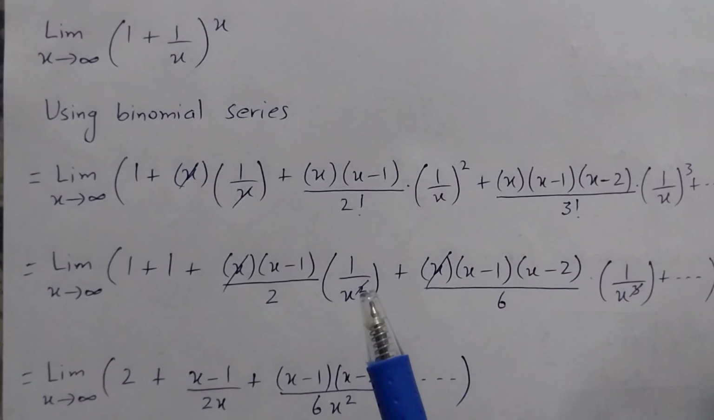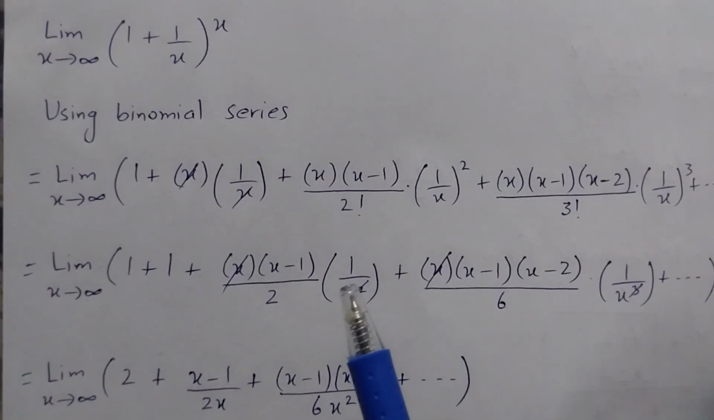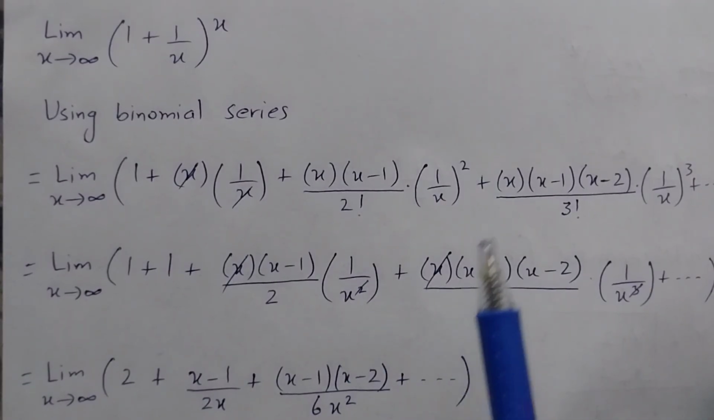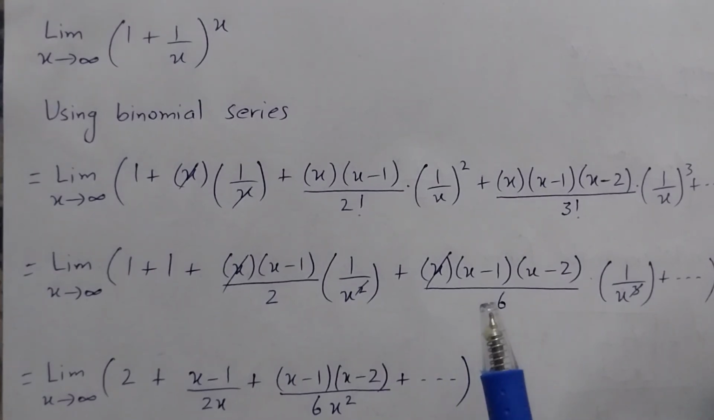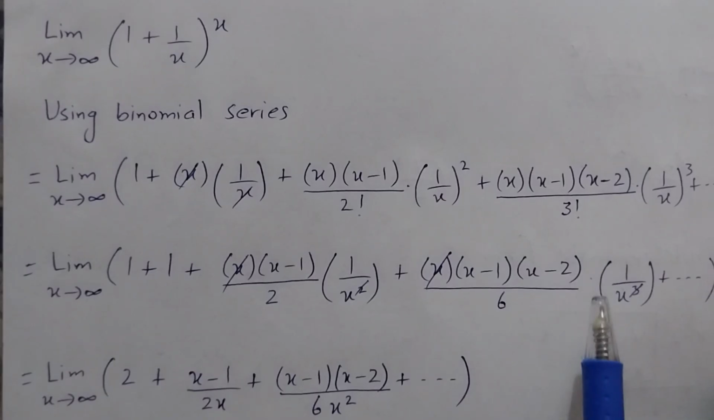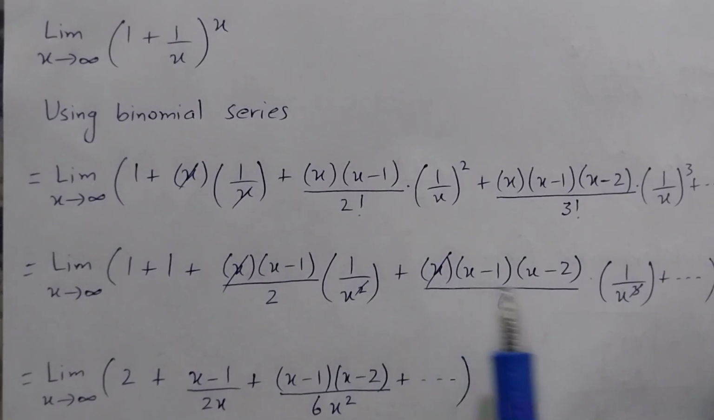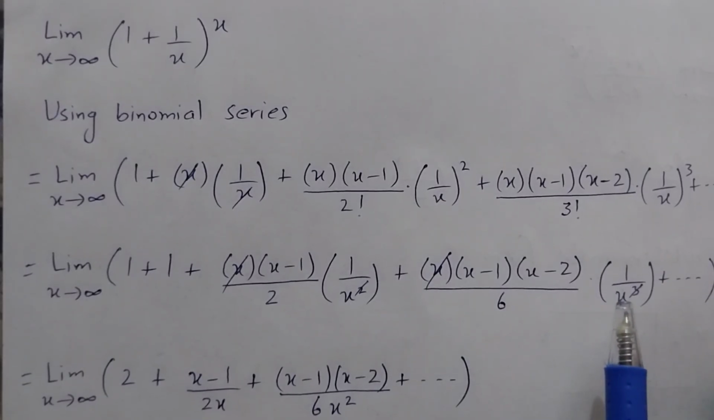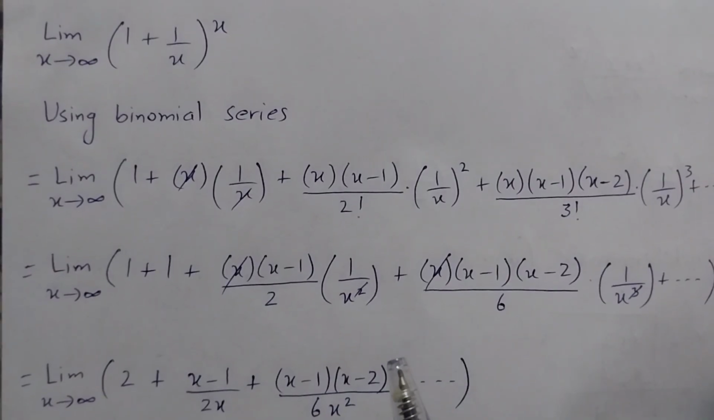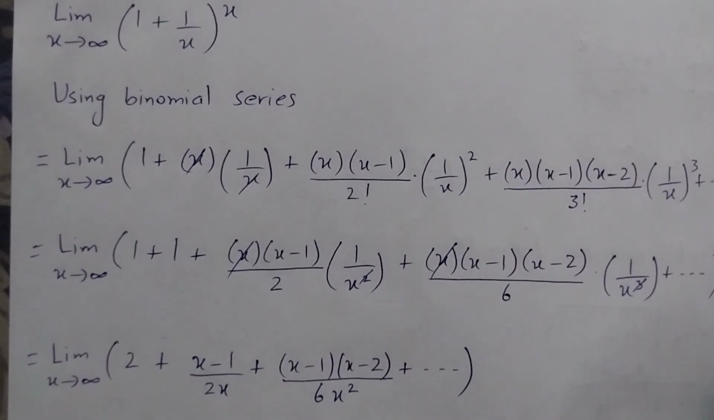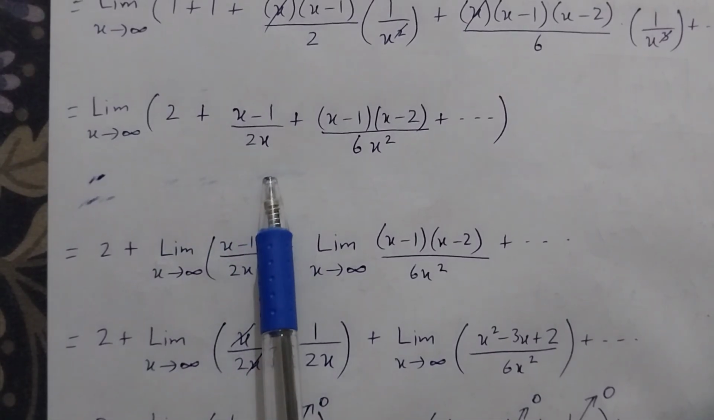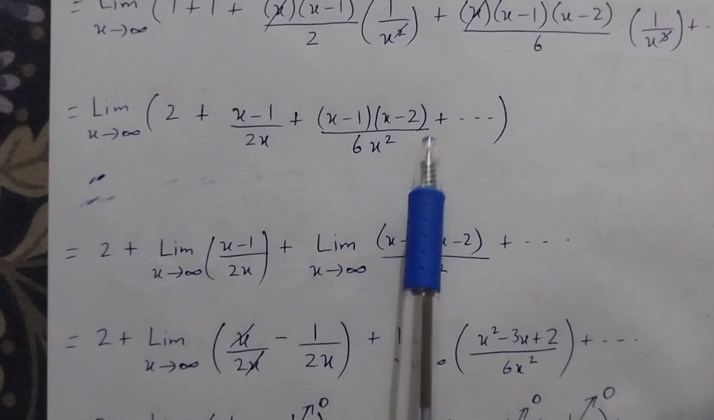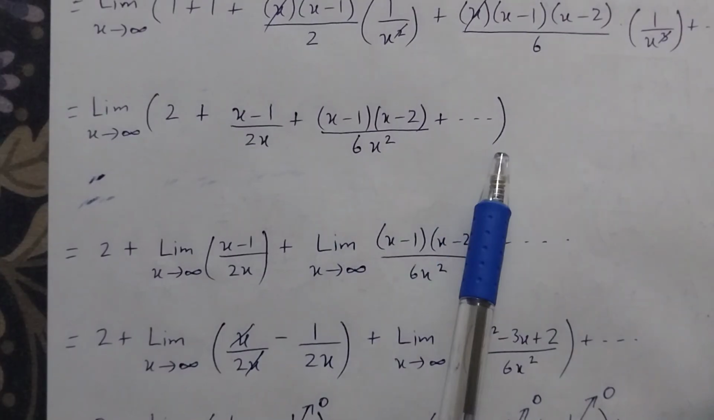So x and 1x from this x squared, they get cancelled. Similarly, if we simplify this term, we are left with x into x minus 1 into x minus 2 over 3 factorial, which is 3 into 2 into 1, which is 6, times 1 over x cube. So x and 1x from this x cube, they get cancelled. So we are left with 2 plus (x minus 1) over 2x plus (x minus 1)(x minus 2) over 6x squared, and so on.